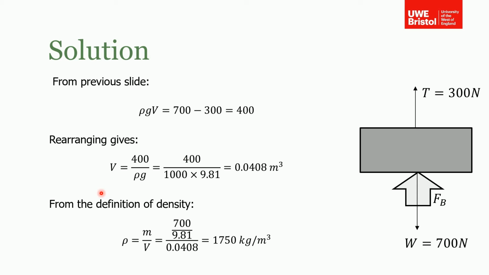Then in the second part of the question, we were asked to find the density, and we know the density is equal to mass over volume. So we just need to work out the mass of the block, and we can do that because we know when it's in air, its weight is 700 newtons, and the weight is its mass times acceleration due to gravity. So 700 divided by gravity, divided by the volume, will give us its density, which is 1750.